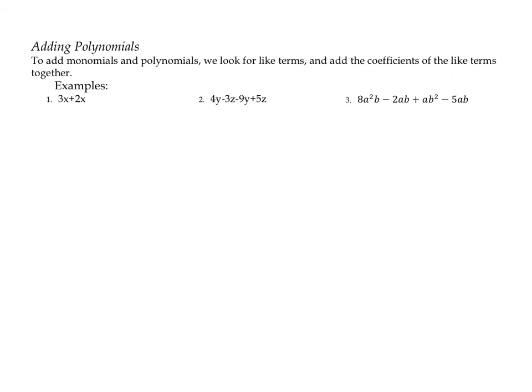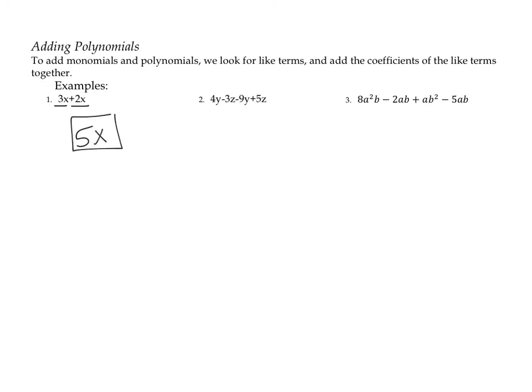So now we can talk about adding polynomials. So when we add a monomial or a polynomial, we look for like terms. We've talked about like terms forever. This is just kind of a refresher, and then we're going to lean into some more stuff. So we need to add the coefficients of the like terms together. So when we have 3x and 2x, we're adding together the coefficients. So how many x's do we have? We have 5 x's. Okay, so that's a refresher.